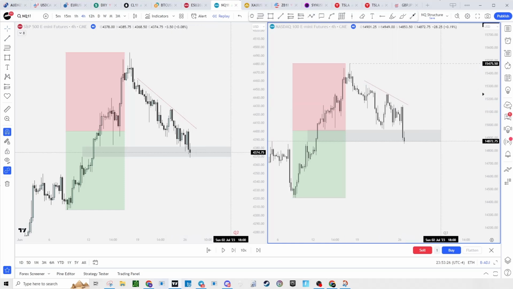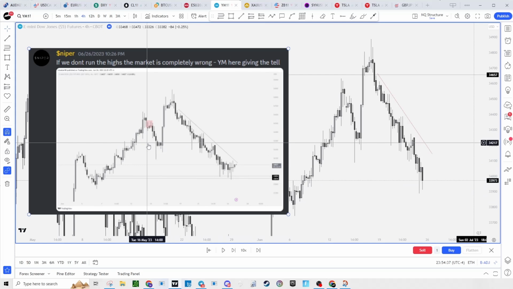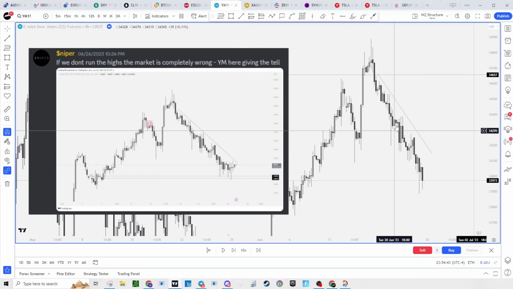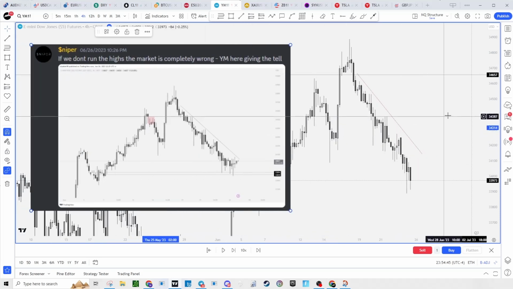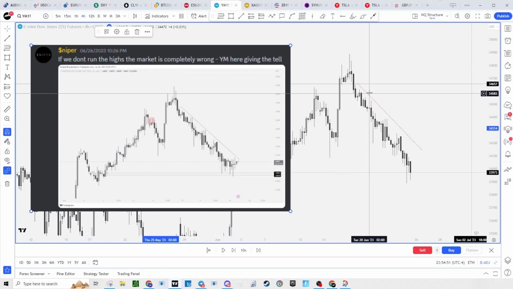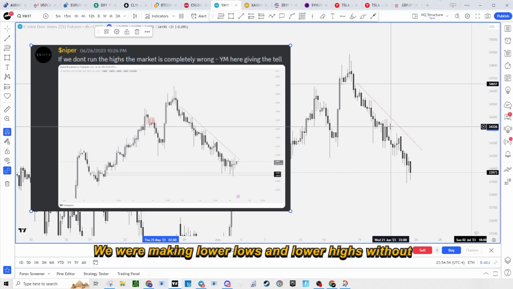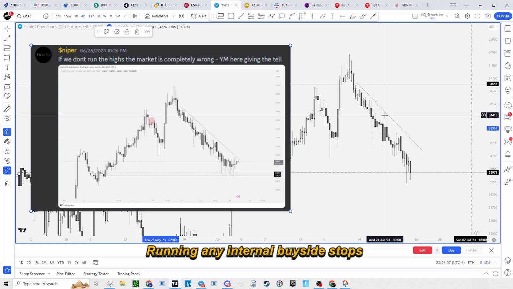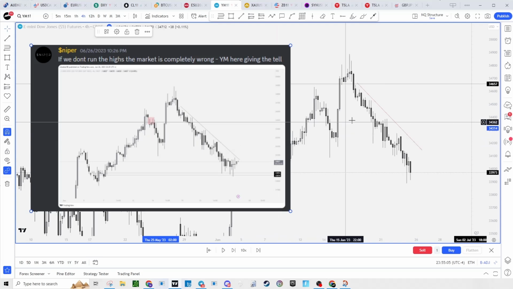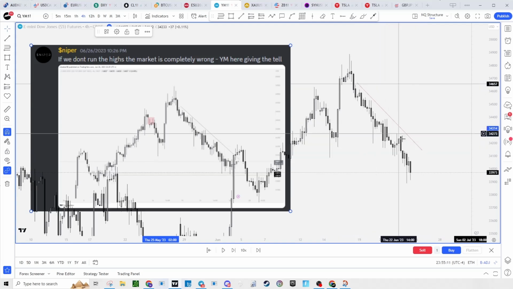And if I pull up the YM, here's another screenshot of what I sent my Discord on the 26th of June when I was looking at the 4-hour chart and I saw this huge buildup of trendline liquidity, and I said if we don't run the highs, the market is completely wrong. YM was giving the tell, because we were dropping and making lower lows and lower highs without running any internal buy side stops. I knew structure was going to tell me that we were going to give up the ghost and run all of this buildup of trendline liquidity and internal buy side to then continuously run the highs.